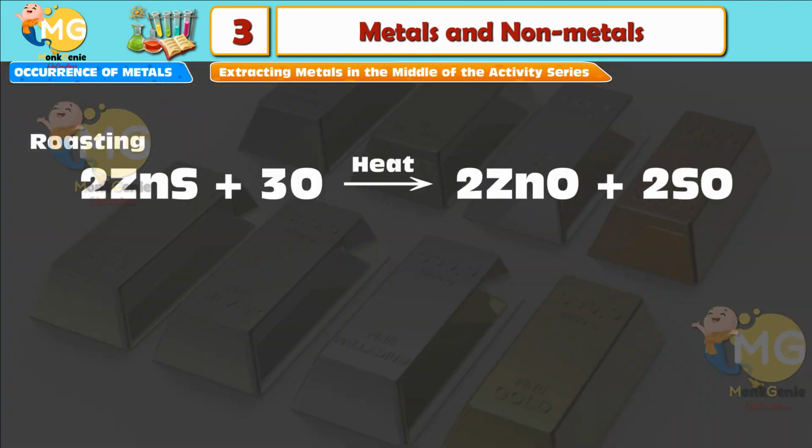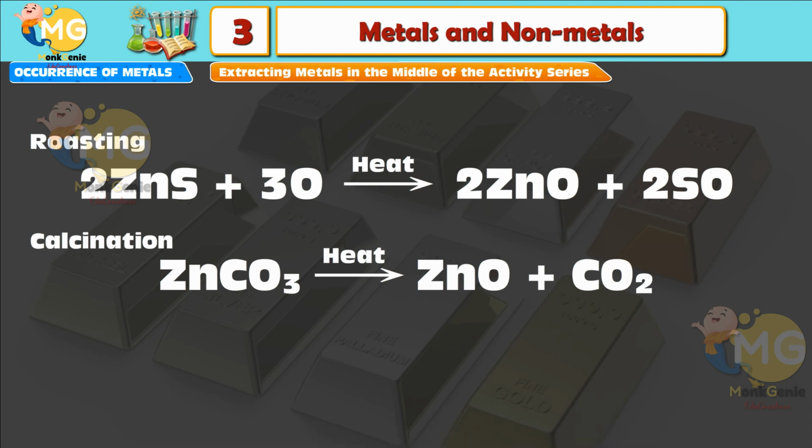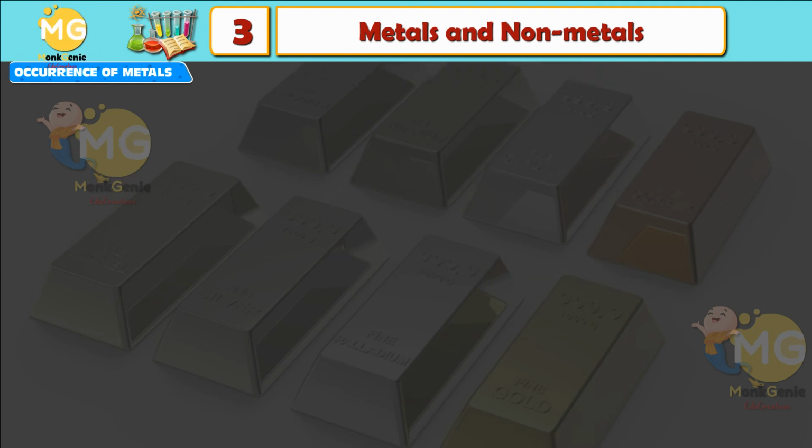Roasting: 2ZnS + 3O2 → (heat) 2ZnO + 2SO2. Calcination: ZnCO3 → (heat) ZnO + CO2.